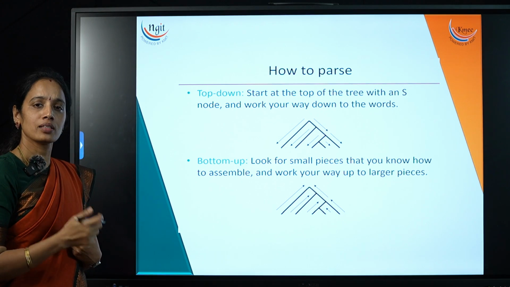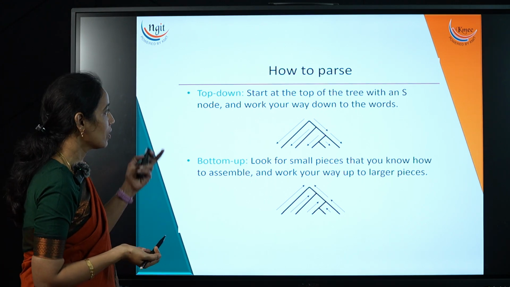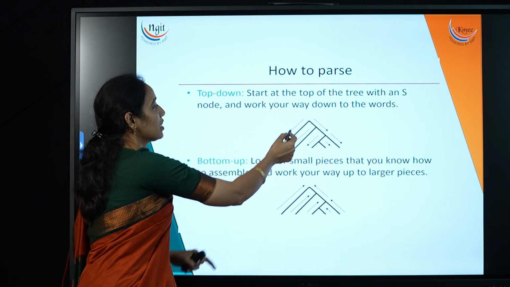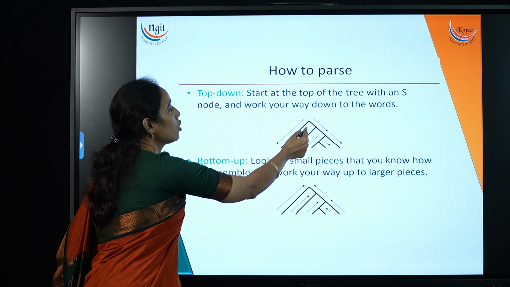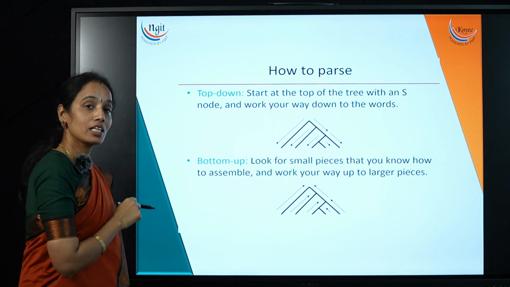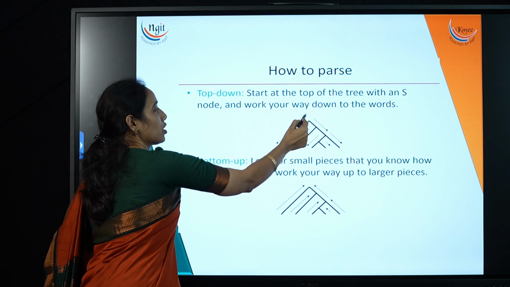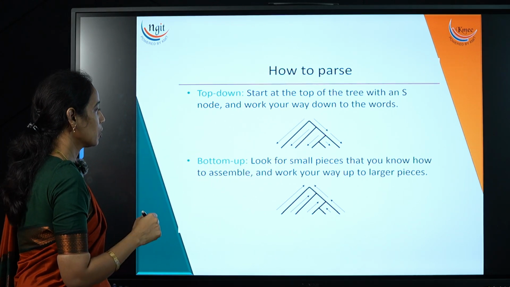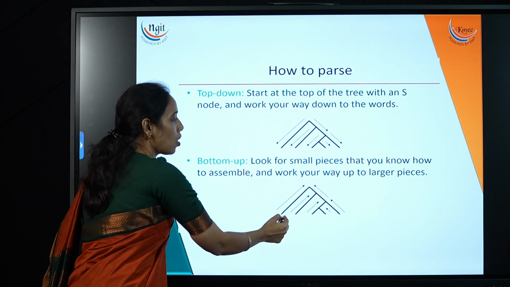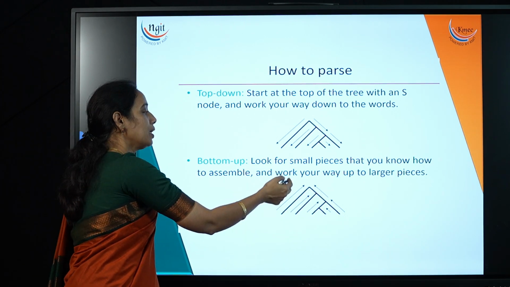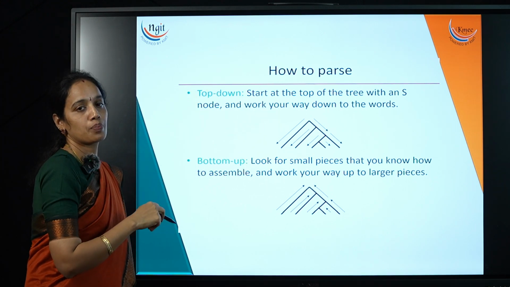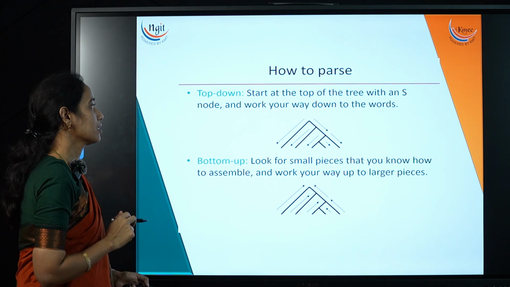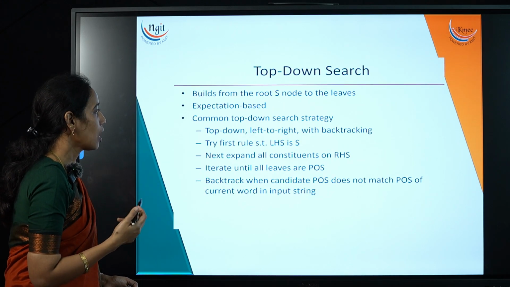And how to parse? There are two ways to do this parsing. One is top down and the other one is bottom up. So start at the top of the tree with an S node and work your way down to the words is called top down parsing. That is, we are going to start with the start symbol and at last we reach the words. And bottom up is look for the small pieces that you know how to assemble and work your way up to larger pieces. That is, we call it bottom up parsing. So these are the two parsing techniques in context free grammar parsing.